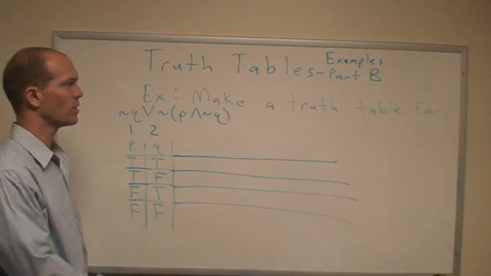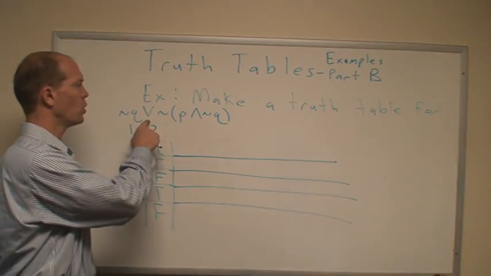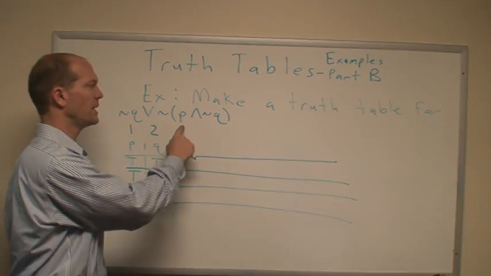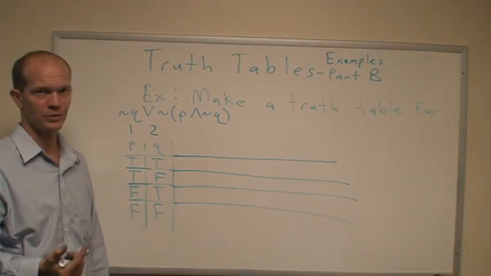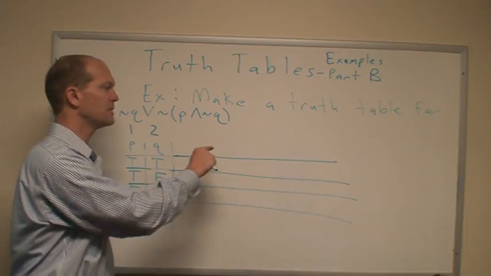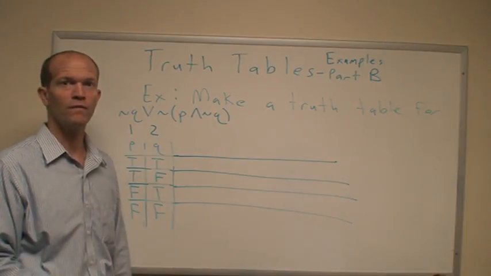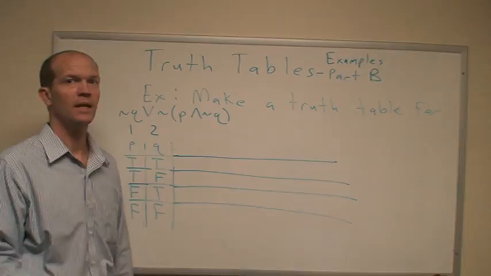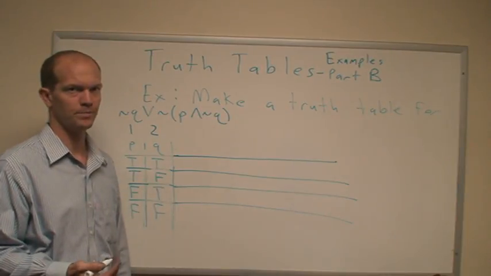So here, I want to make a truth table for the compound statement, the negation of Q, or the negation of the quantity P and not Q. I'll again use my numbering system to do this. And in this example, what I really want to stress is the need to pay attention to the top row. So I'm going to make all of the top row first, plan out what I'm going to do, and then go through the work of filling in the rest of the truth table.